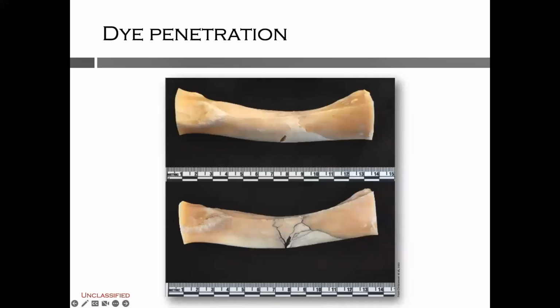Inks and dyes can be particularly useful when visualizing incomplete or very small cracks. In ceramics, dye penetration is often used to search for hidden cracks. The same approach can be applied to bone.